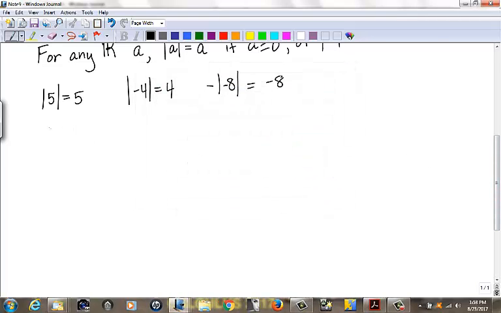Okay, let's look at some examples. They will say solve. That's the directions. And let's say they give you the absolute value of 2x minus 3 equals 7.